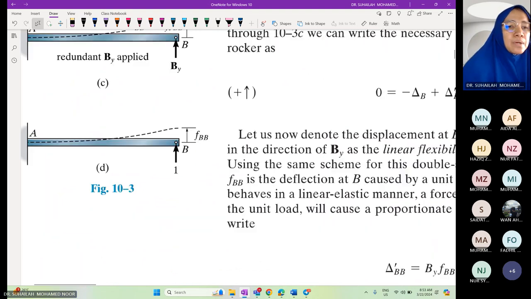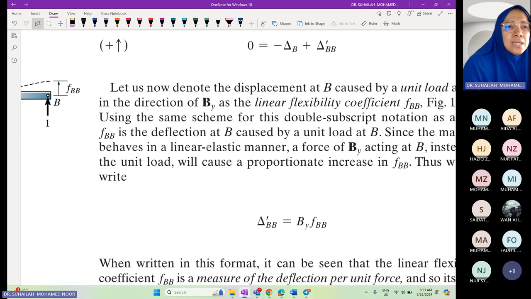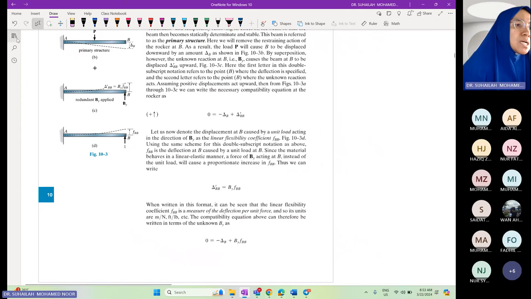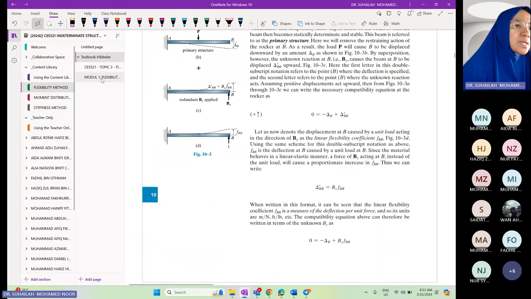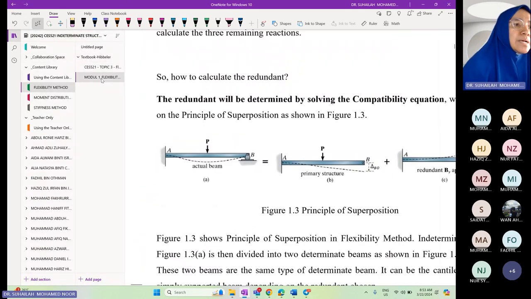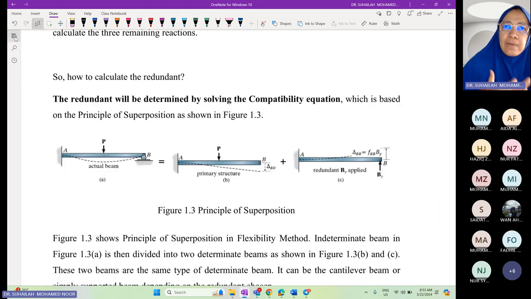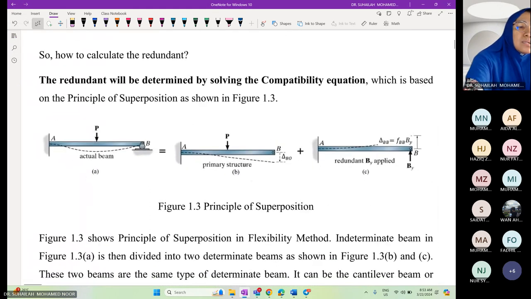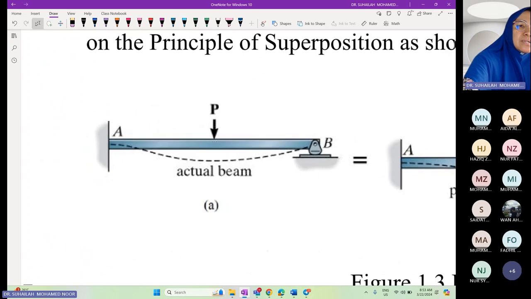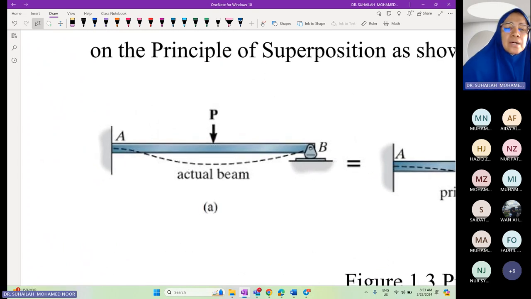Kat sini dia letak delta prime. Okay, saya buang that prime. Tengok bila saya modify, so this is what we have. And saya nak you faham apa yang saya faham. Okay, this is the idea.